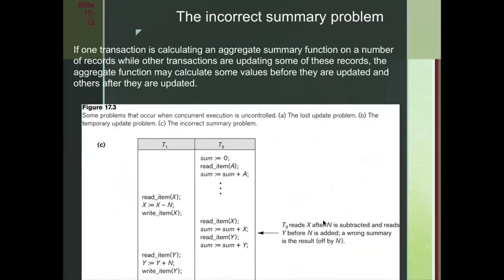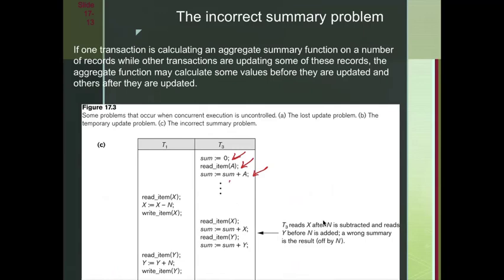Now the third problem is the incorrect summary problem. Here we are talking about aggregate functions. Suppose we have transactions T1 and T3. Transaction T3 is finding the sum of some data items. So it initializes sum to 0, then reads A, adds A to sum, and then goes on like this.